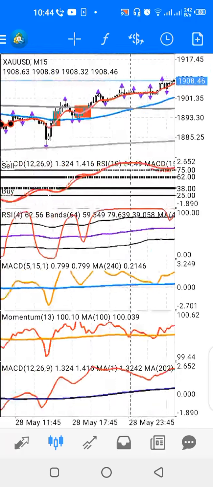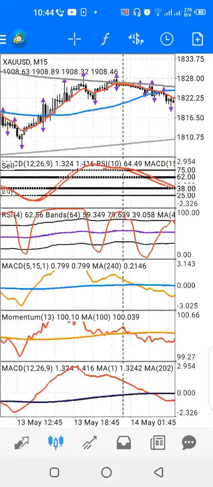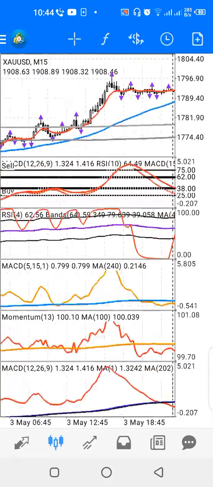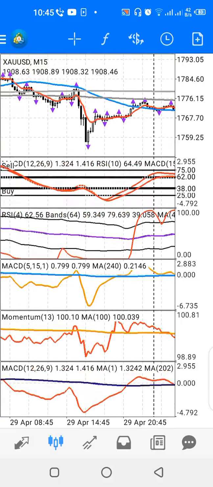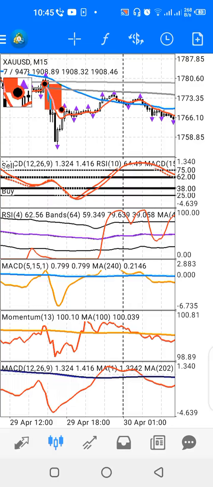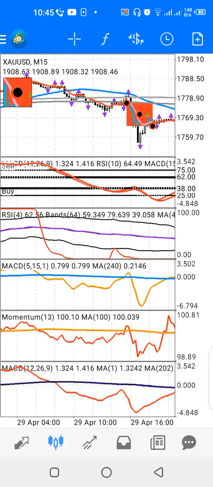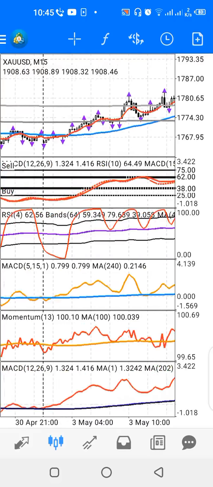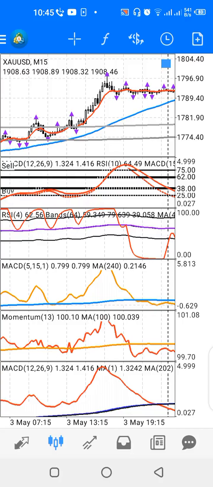Now, if the red line is below all the lines, let's look for situations where the red line is below all the lines. Like you have the red line below all the lines around here. You have it below all the lines around here. So this is the start of a bearish trend. You can look for only sell trades. Only sell trades, until it crosses above for you to start looking for buy trades.